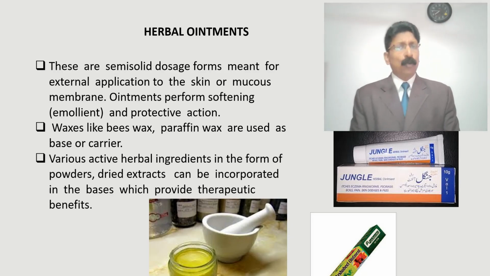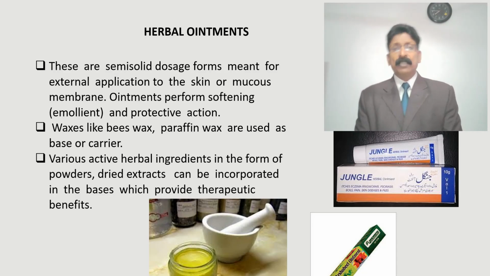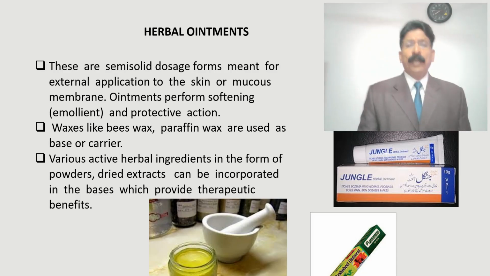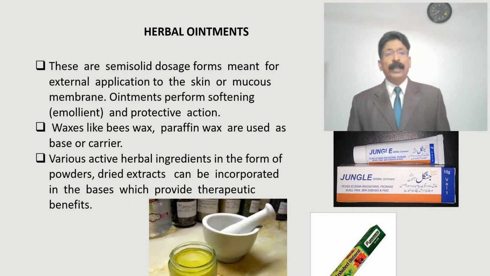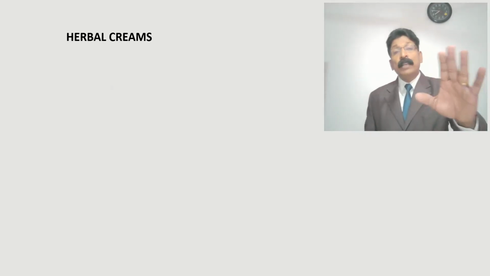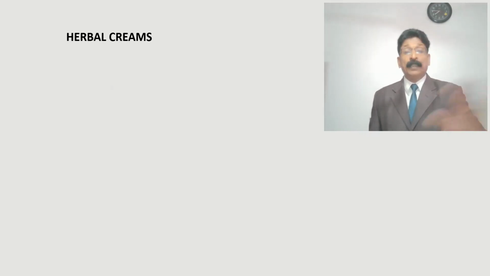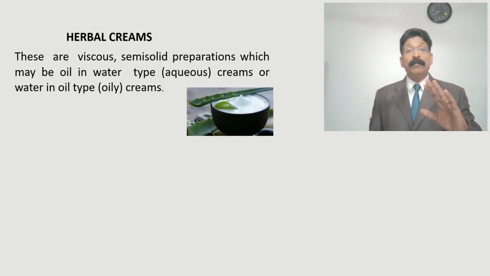Even cocoa butter. There are many other natural bases available. Various active herbal ingredients in the form of powder or dried extract can be incorporated in the base and provide therapeutic benefits. Herbal creams: you know the difference between cream and ointment, like suspension and emulsion. Creams are oil in water emulsion; water in oil type is seen mostly in ointments.